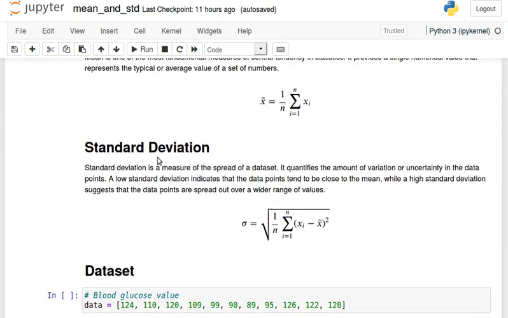Next is standard deviation. Standard deviation is a measure of spread of the dataset. It quantifies the amount of variation or uncertainty in the data points. Low standard deviation indicates the data points tend to be close to the mean, while higher standard deviation suggests that the data is spread over a wide range of values. Standard deviation can be calculated by first calculating the mean, finding the difference between the values of the dataset and the mean, then squaring the difference, finding the average of the squared differences, and then finding the square root of the average.